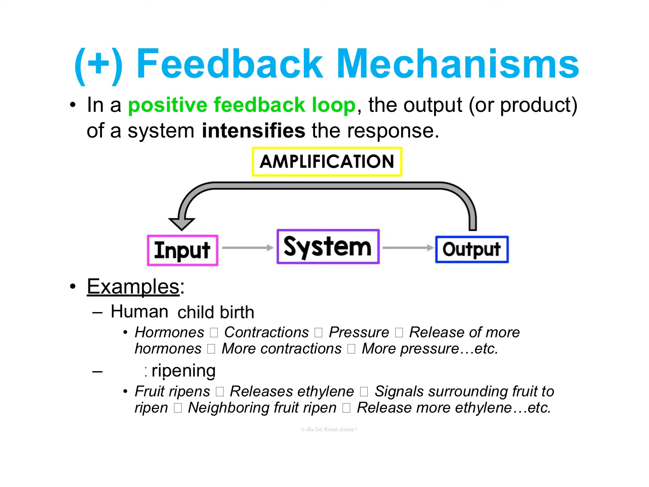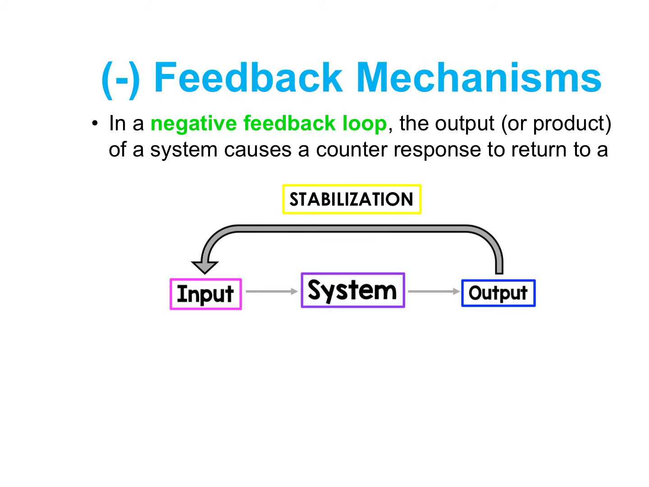A second example of positive feedback mechanisms is fruit ripening. It's the same sort of thing as our childbirth, that as fruit slowly ripens, it's going to release this enzyme, which is then going to signal more fruit ripening, which causes neighboring fruit to ripen, and then more release of this enzyme. So it's important to remember that positive feedback intensifies the response, so it's amplifying it. We're getting more and more and more. This is different from our negative feedback mechanisms.